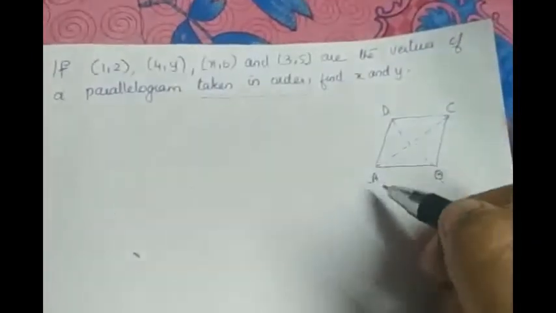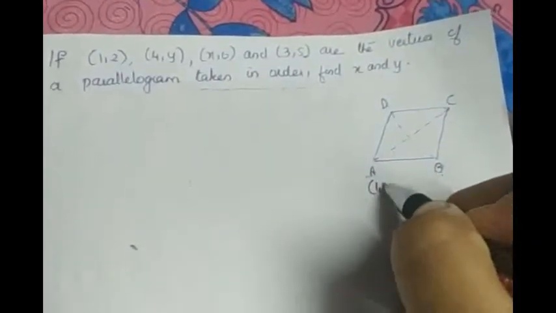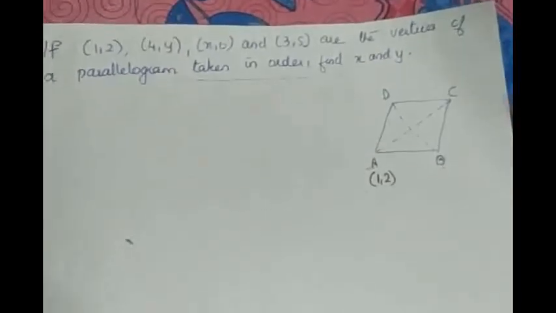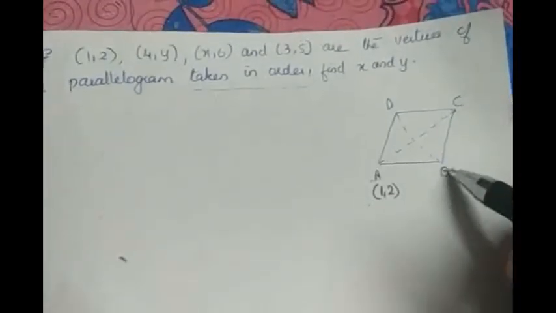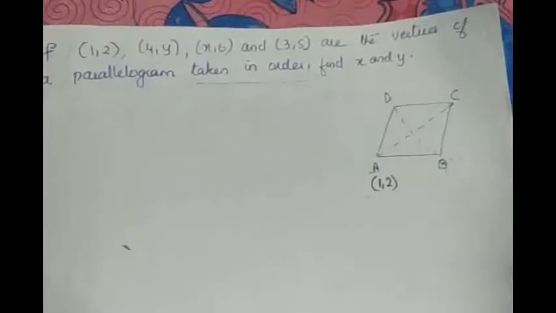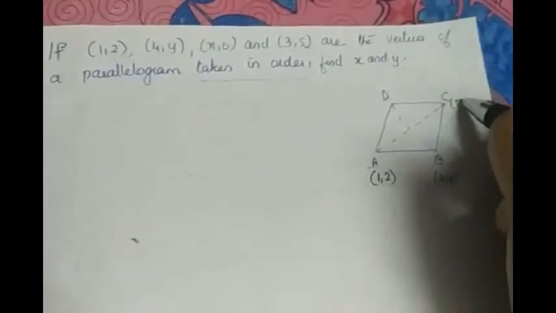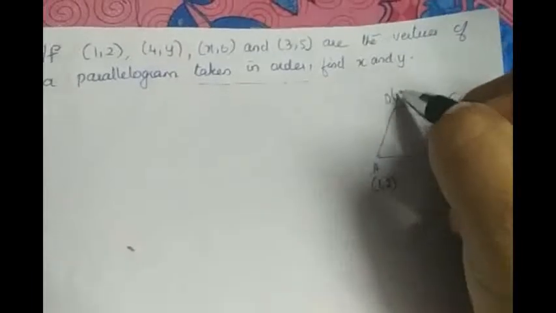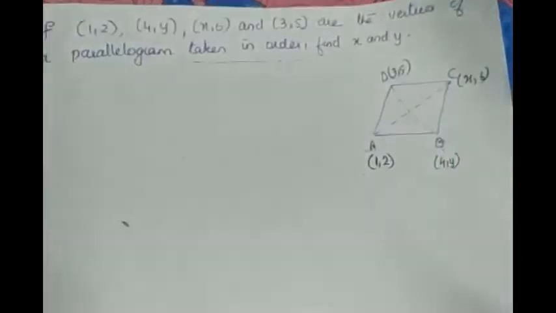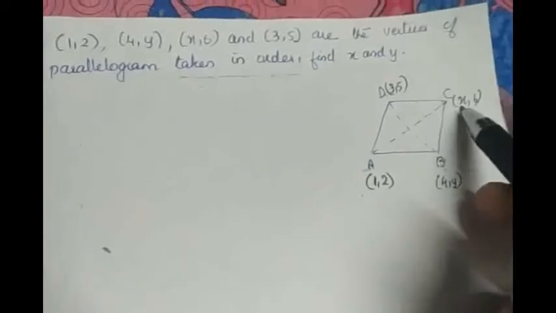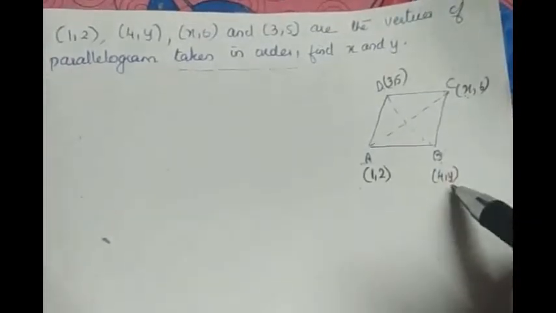So I am starting with the first vertex as A, (1, 2). You can take it as B or C or D, but it must be in order. If you are taking it B, then BCDA must be the order. Second vertex I am taking as B, which is (4, y). Third vertex I am taking as C, (x, 6). And the fourth vertex I am taking as D, (3, 5). What is the question? We have to find the value of x and y. x is the x coordinate of C and y is the y coordinate of B.